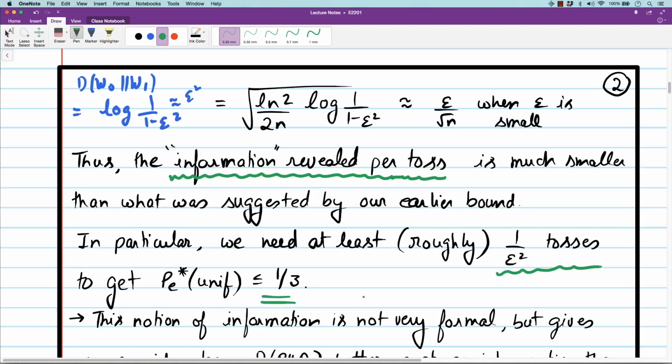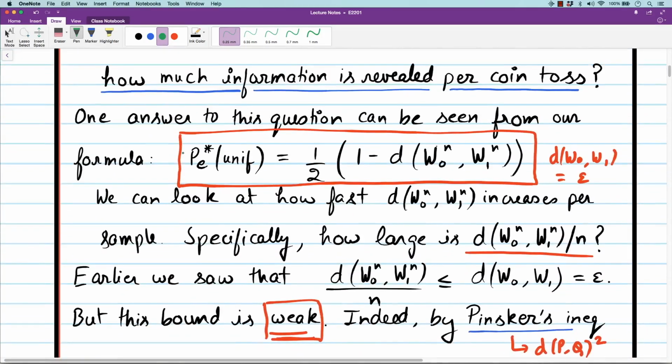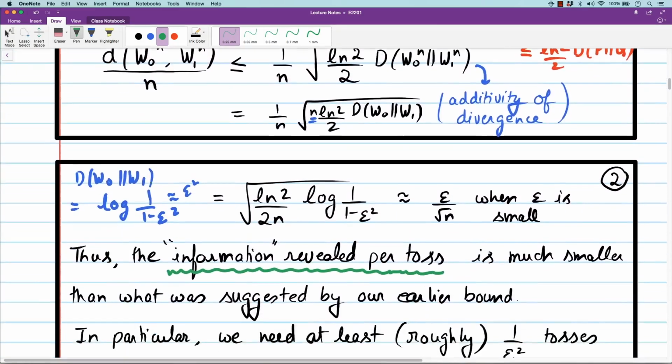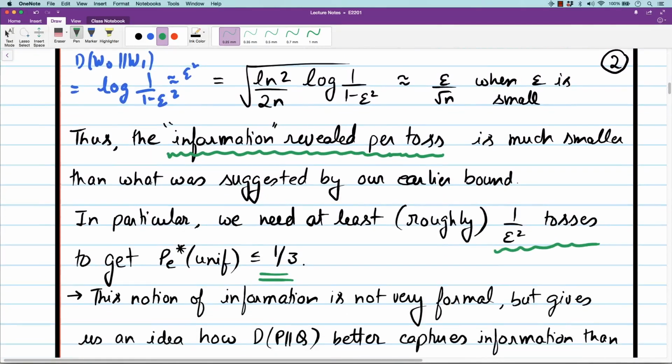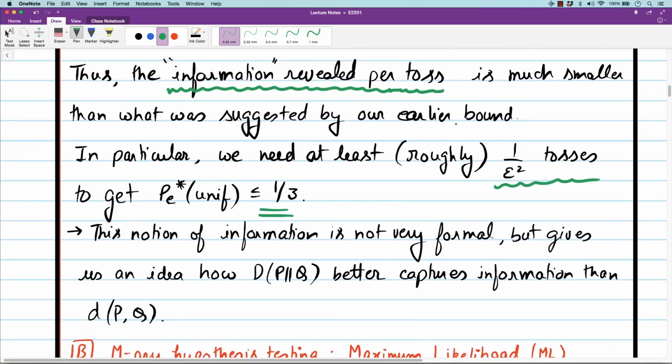How did we get that estimate? We have a bound for distance, and this bound for distance can be plugged in here. An upper bound for distance is a lower bound on probability of error, and if you want the probability of error to be less than 1/3, that tells you that the distance must be greater than a constant. So your goal is to ensure that this distance is greater than a constant. But what will it take to make this distance greater than a constant? Well, it will take n to be larger than 1 by epsilon square.